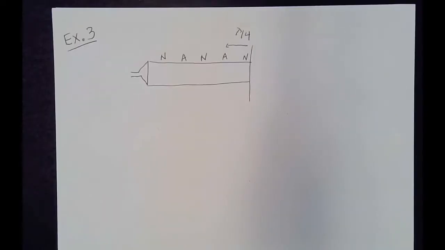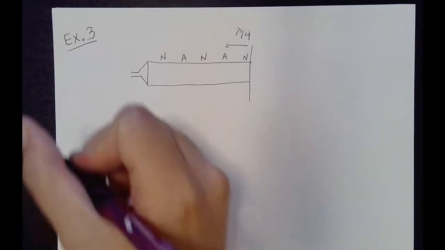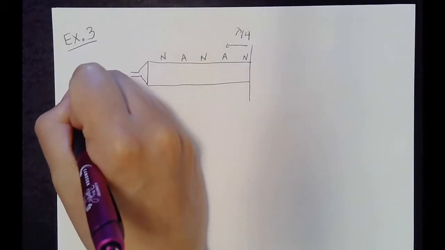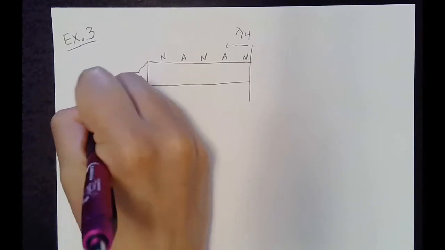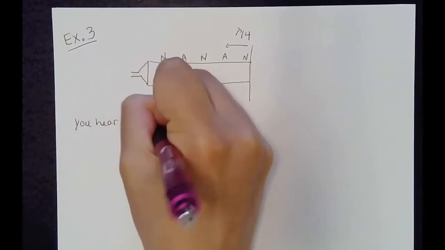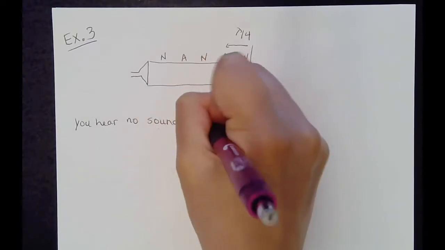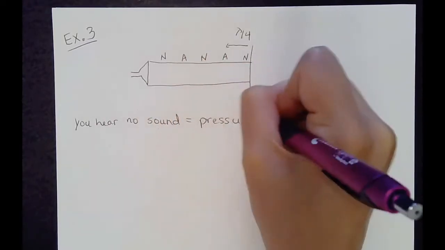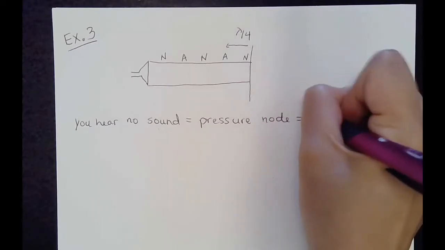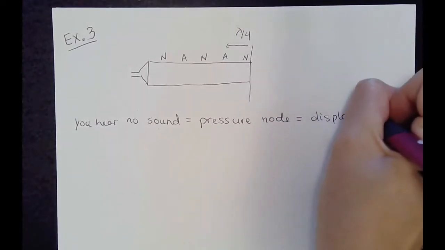Okay, so first of all, we hear sound by variations in pressure at our ears. So you won't hear a sound if your ear is at a pressure node, which means there's no variation from the atmospheric pressure. A pressure node is a displacement antinode. So we're looking for when you hear no sound, which will be a pressure node and a displacement antinode.